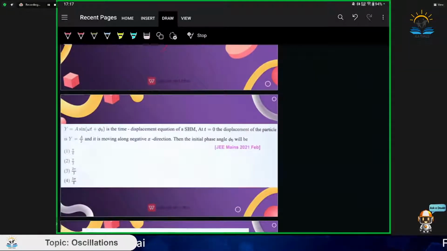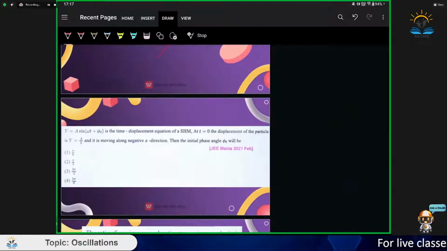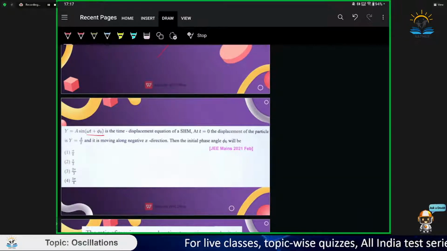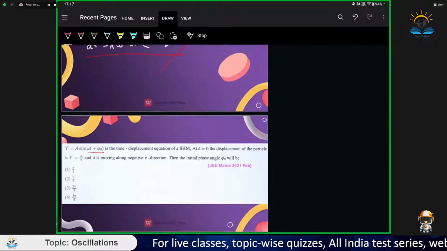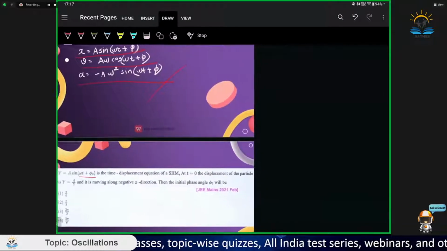This is the first question. y equal to A sin(omega t plus phi 0) is the time displacement equation of SHM. At time t equal to 0, the displacement of the particle is y equal to A by 2 and it is moving along the negative x direction. Then the initial phase phi 0 will be? It's a little bit tricky question still. Okay, let's solve this.